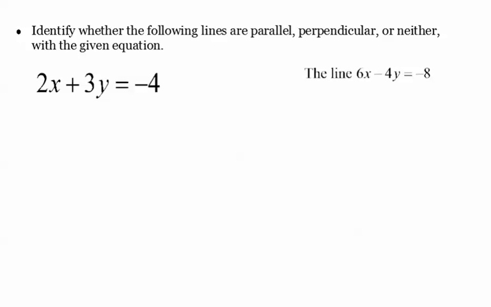Okay, here's part two of the video. We're talking about figuring out if lines are parallel, perpendicular, or neither. So parallel means that they have the same slope. Perpendicular means they have negative reciprocals, or if you multiply the two slopes together, you get -1.